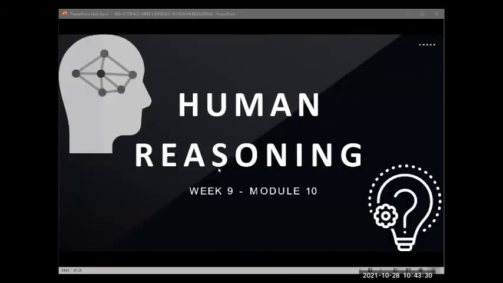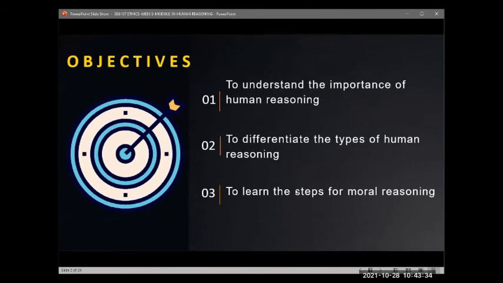So, human reasoning, week 9, module 10, objectives. First, to understand the importance of human reasoning. Second, to differentiate the types of human reasoning. Third, to learn the steps for moral reasoning.